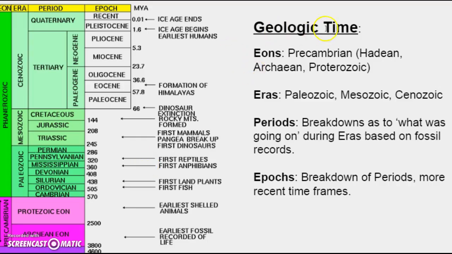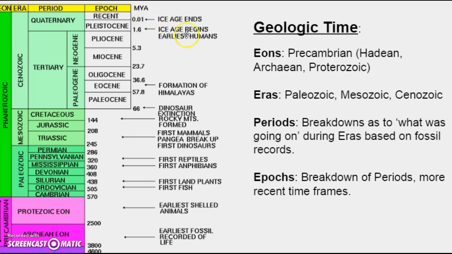So what was taking place on Earth during geologic time? Well, we know this by studying fossils. Some of the earliest fossils ever recorded date back to about 3.6 to 3.8 billion years ago. And then we start finding the earliest shelled organisms, much more recently, roughly a billion years ago. And then we have our first fish, first land plants, first amphibians, first reptiles, first mammals, Pangea beginning to break up, the Rocky Mountains forming, dinosaurs going extinct, formation of the Himalayan mountains, and the Ice Age.